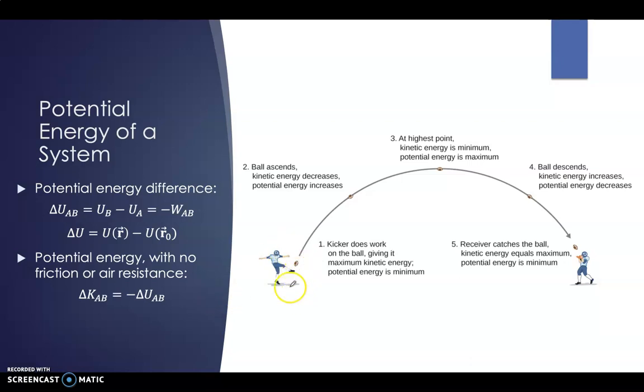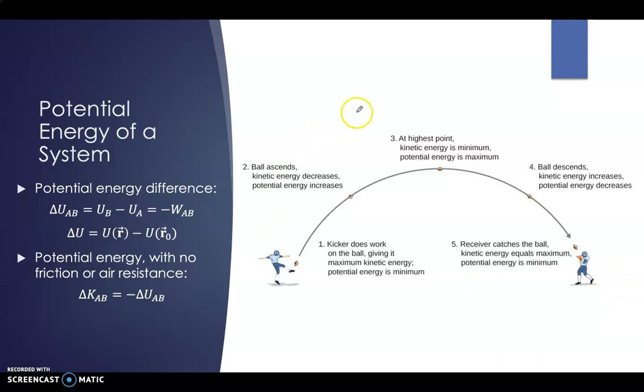As the ball goes along its path here, its projectile, the ball goes up, the kinetic energy decreases, and the potential energy increases. At the highest peak here, we have a maximum potential energy and a kinetic energy at its minimum. And then as the ball descends, the kinetic energy increases again because the ball is gaining speed, the potential energy is decreasing. And as the receiver catches the ball, the kinetic energy is at maximum and the potential energy is at minimum again.